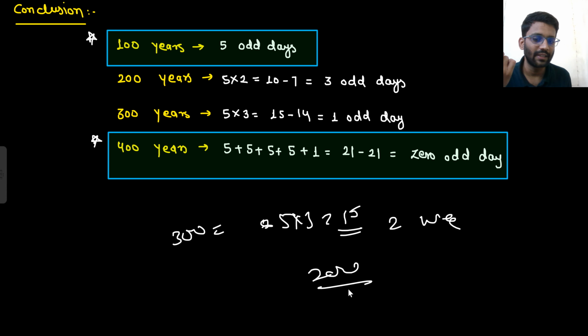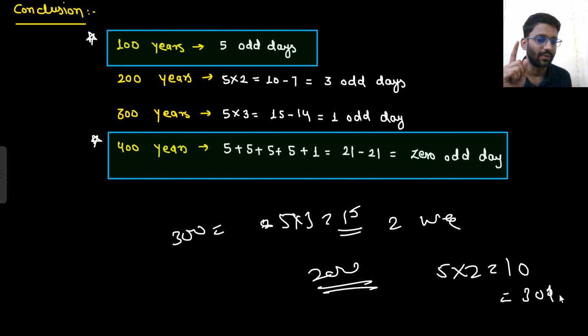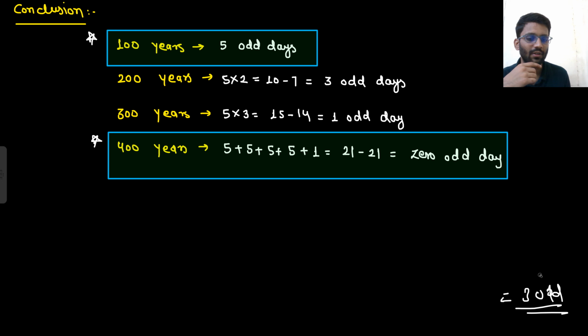If I ask you about 200 years, then what you will say? In the first 200 years, how many odd days will be there? In 100 years, I know there are 5 odd days. 5 into 2, 10 odd days. 10 odd days means 1 week plus 3 odd days. So, the answer would be 3 odd days. That's it. So, only these two you have to remember. In 100 years, there are 5 odd days, and in 400 years, there are 0 odd days.